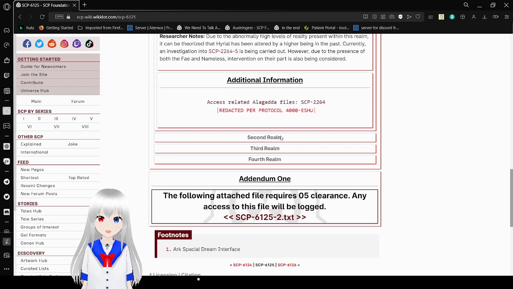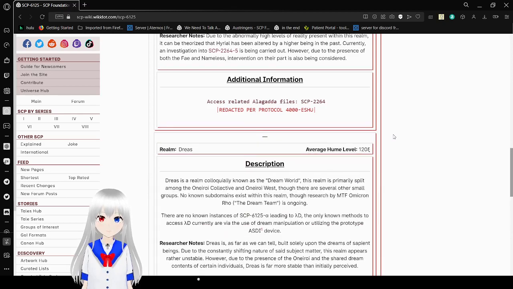We will read into Alagada at another time. We've already read about the forest that shall not be named.